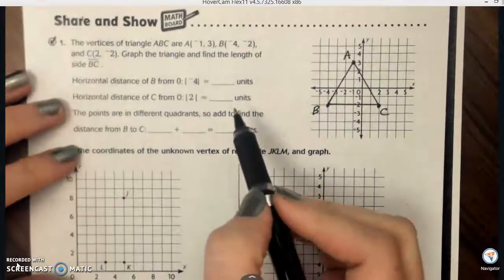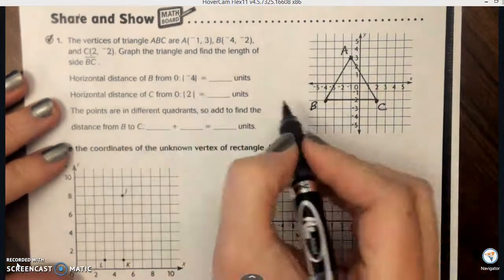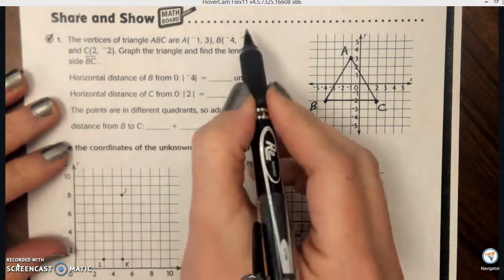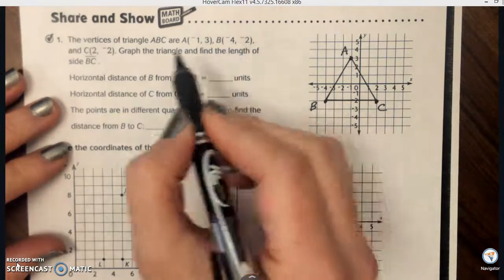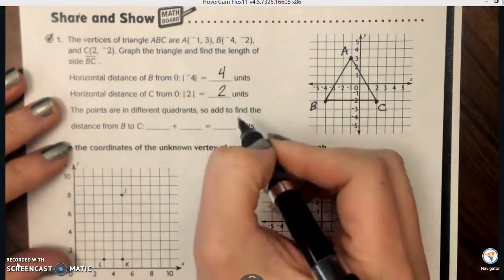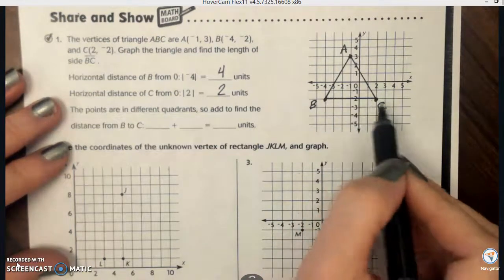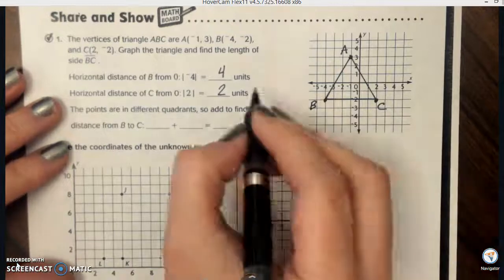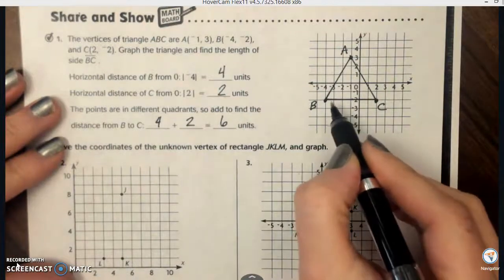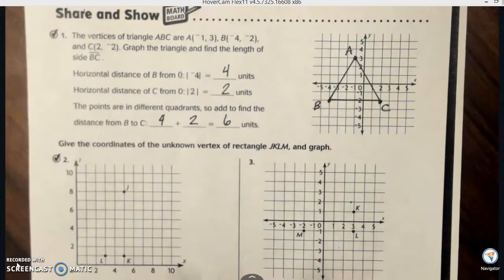Alright, so the horizontal distance from B to C. So if I'm doing B to C, notice that for B and C, the Y values were the same, so we're finding the absolute values of -4 and 2. So the absolute value of -4 is 4. The absolute value of 2 is 2. So notice this time, though, these points, B and C, are in different quadrants. So that means we would add our absolute values to get 6. So just to check that, if you were to go across 1, 2, 3, 4, 5, 6, you still get 6. So it's a distance of 6 units.